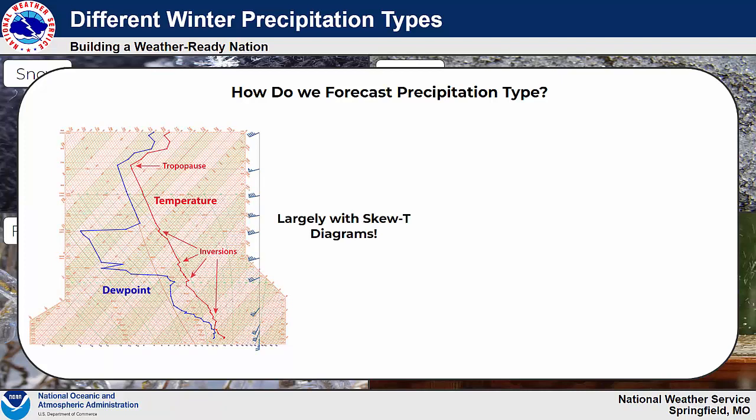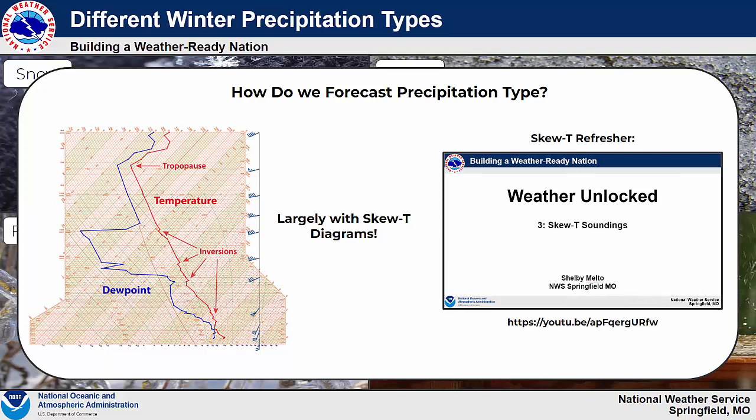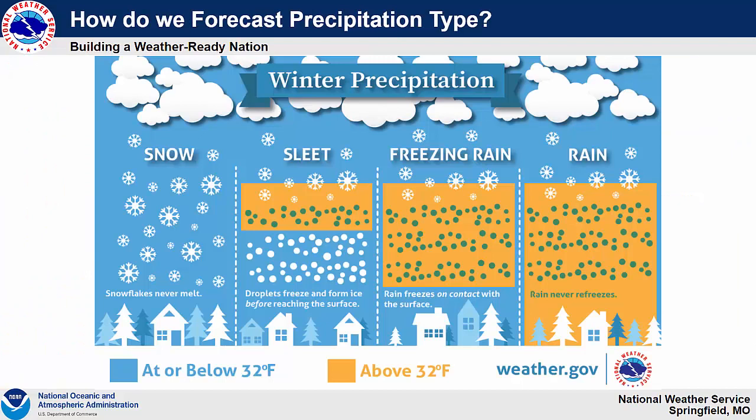We'll be taking a deeper look at forecasting the individual precipitation types in the next few slides, but if you're not familiar with what a skew-T diagram is, make sure to check out one of our previous Weather Unlocked videos on our YouTube page that explains what a skew-T diagram is and goes into detail on what each component on the diagram represents. So we're going to break down each precipitation type individually, looking at what temperatures lead to the different types reaching the surface. And for reference, the blue background in this image represents temperatures at or below freezing, and the orange background shows when temperatures are above freezing.